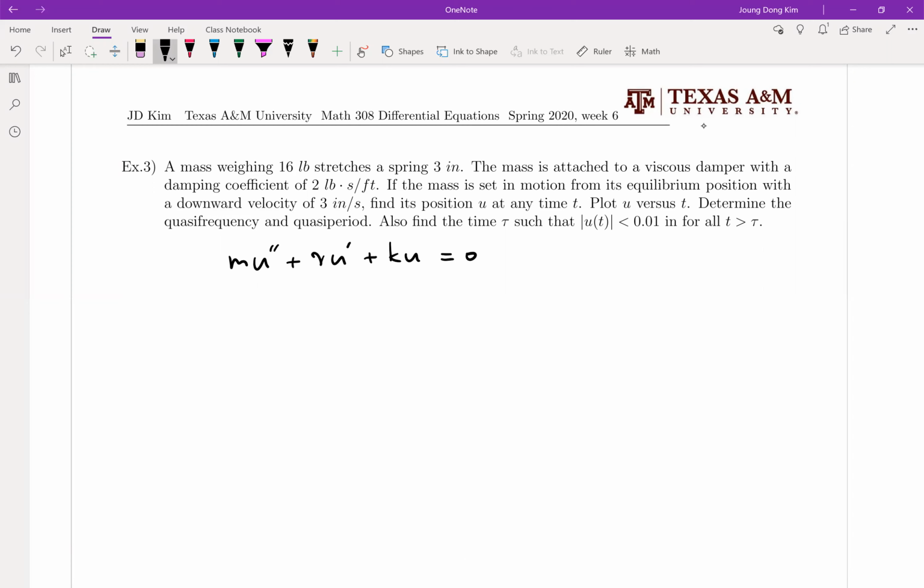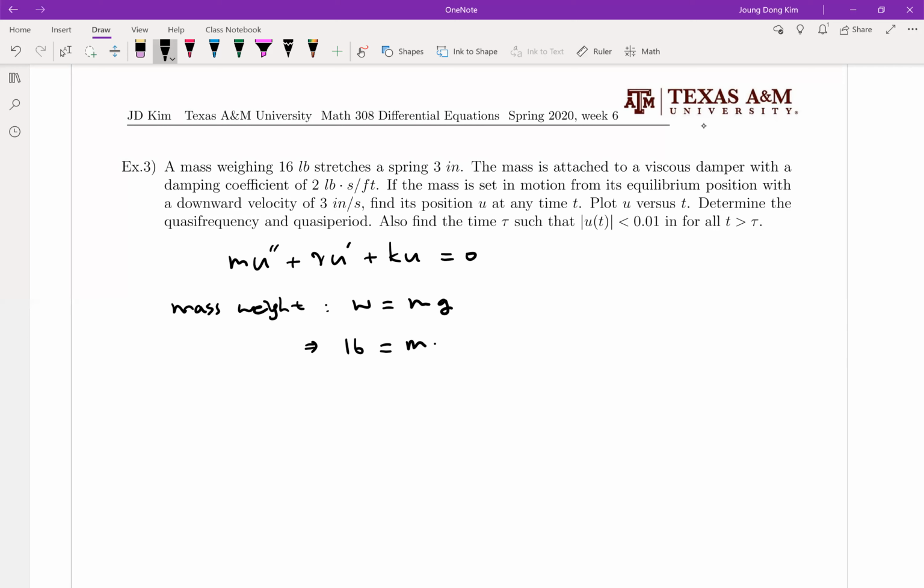Okay, so what about m? m is mass. In the problem, there's a mass weighing 16 pound, right? So we have to find the mass. Basically, mass weighing is mg. So 16 pound means the mass m times gravity. Gravity in terms of pound is 32 feet per second.